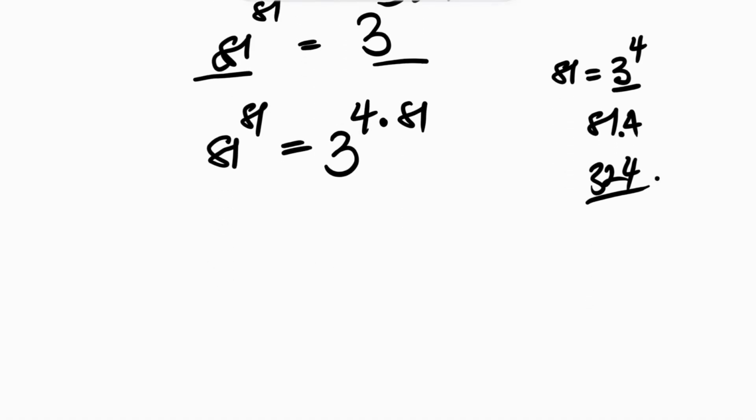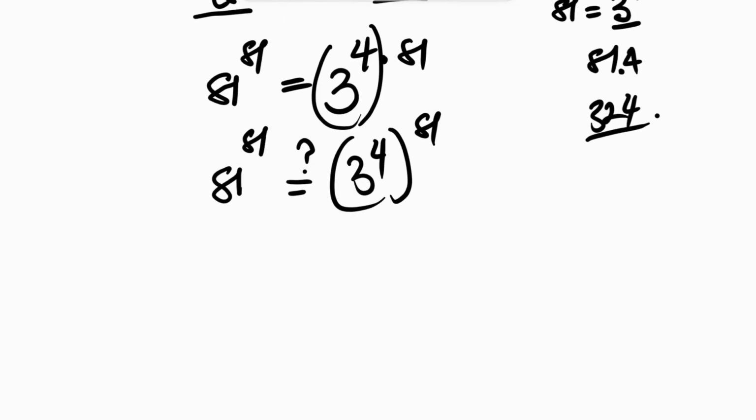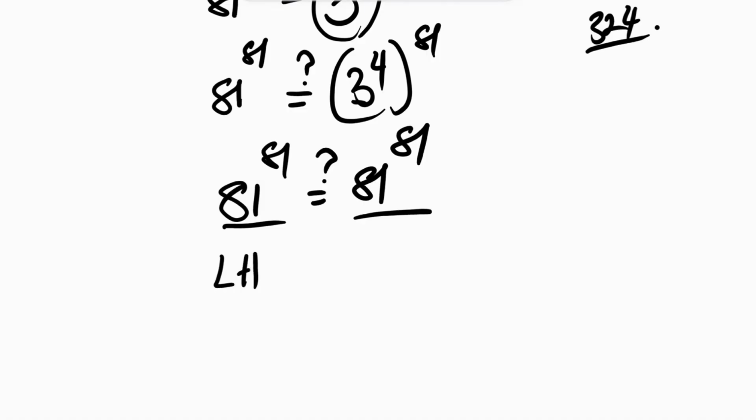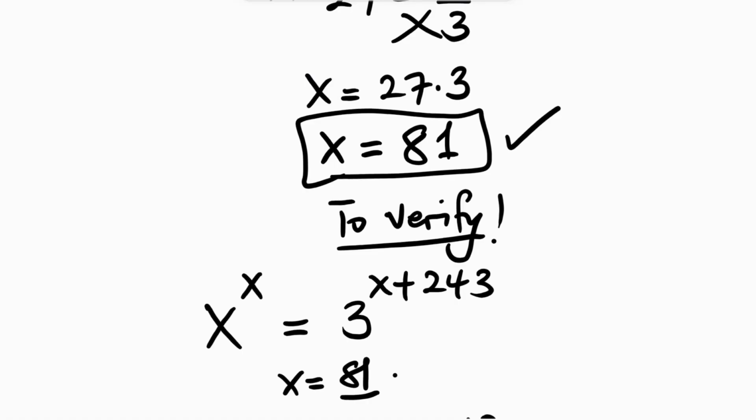So 81 raised to the power 81, we're trying to find out if it's going to be equal to what we have on the right hand side. 3 raised to the power 4 times 81. We're trying to see if it's equal to what we have on the right hand side. 3 raised to the power 4 is 81, 81. So from what we see here, our left hand side is equal to our right hand side. So our value of x, which is 81 that we got here, is the correct answer.